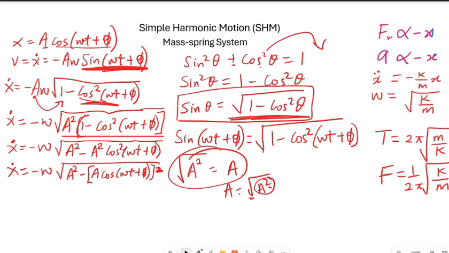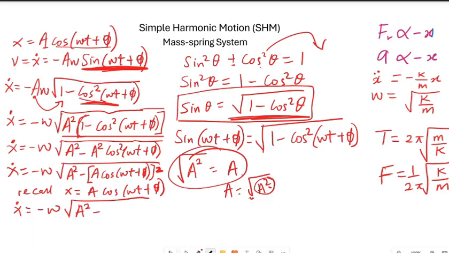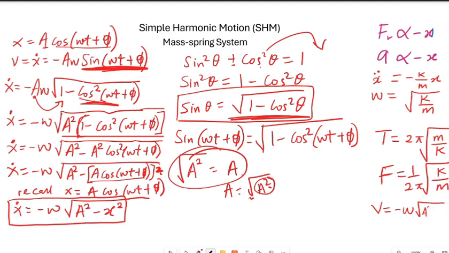Then I can recall that our x equals a cos omega t plus phase angle. Then we can just represent it and say our velocity equals minus omega square root of a squared minus, all this becomes x, carrying the square, x squared. And don't forget this is the formula for your velocity, so I'm going to put it here. Our velocity is equal to minus omega square root of a squared minus x squared. Now note that very well also.